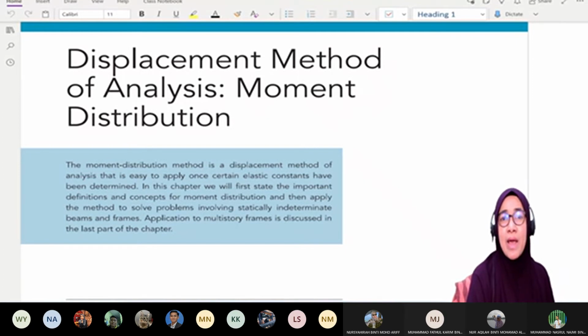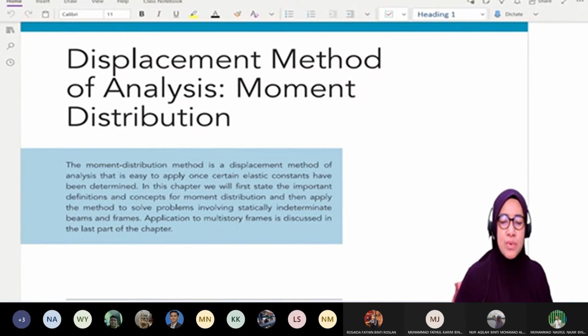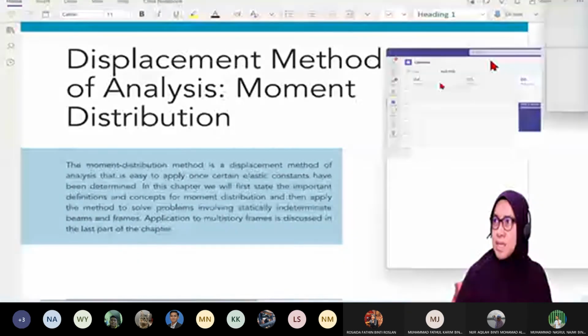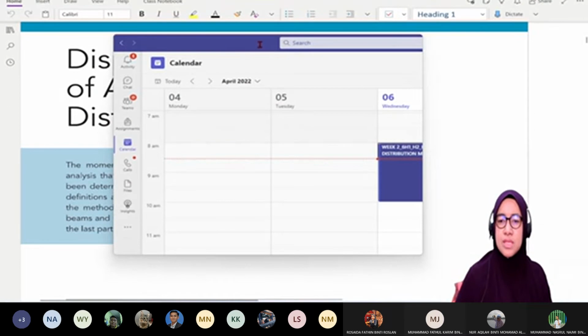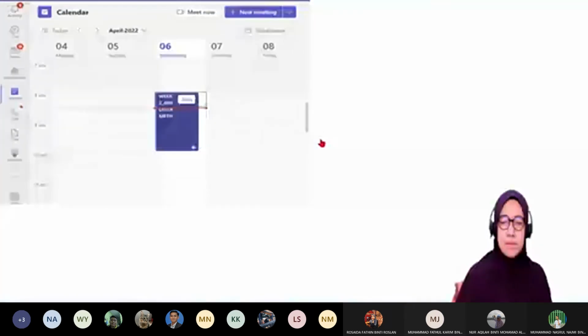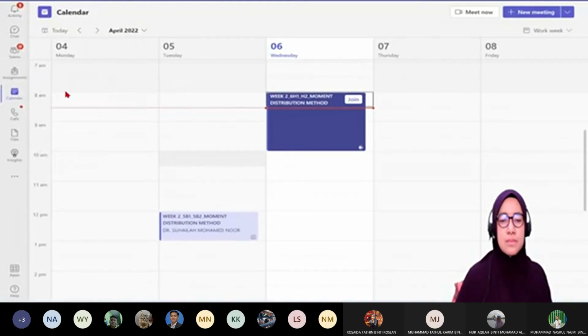Okay, and I have put this e-book, I have picked up this chapter, and I have put it in the class notebook. For those who are not familiar with class notebook, I will introduce a little bit. So this is your Teams, right? This is your Teams.